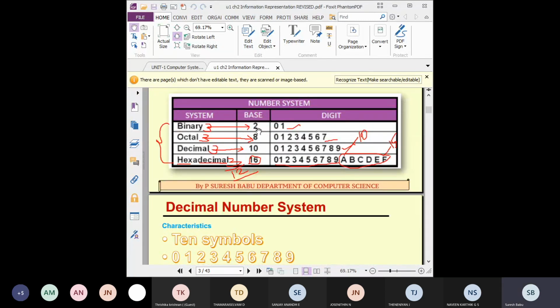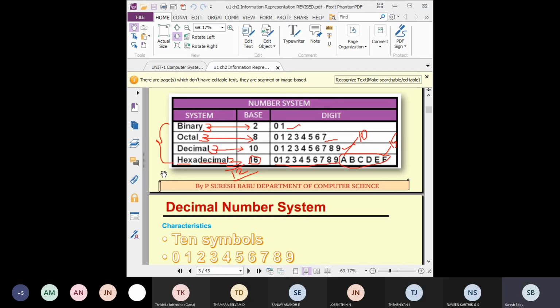See, binary means only two, that is base 2. We are having two digits, 0 and 1. Okay, octal means 8. Octal means 8. So here we will have 8 numbers, that is from 0 to 7. Okay, 0, 1, 2, 3, 4, 5, 6, 7.